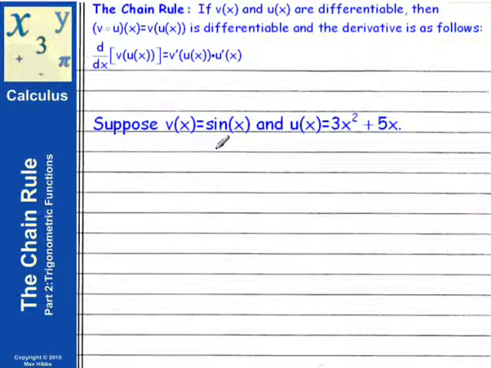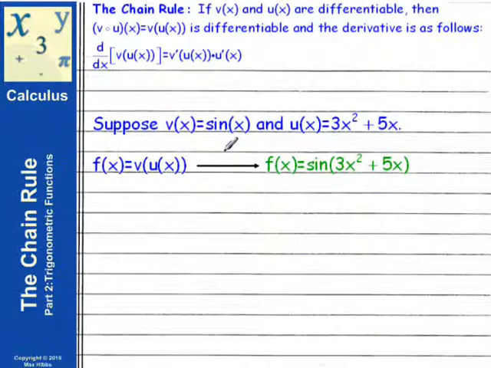So let's look at an example where, for instance, v of x is equal to the sine of x, and u of x is equal to 3x squared plus 5x. If you'll notice just a little bit of work here, that f of x, if we look at the composition v of u of x, that means we evaluate v at u of x. In other words, in place of x, we put 3x squared plus 5x. So our function f is really the composition of functions v and u, and our function ends up being sine of 3x squared plus 5x.